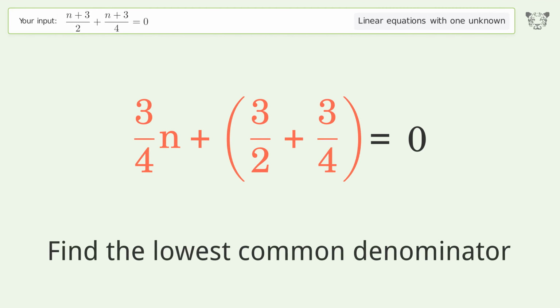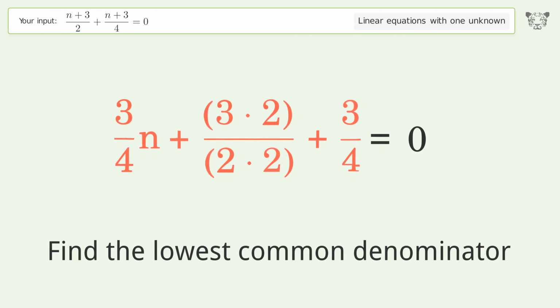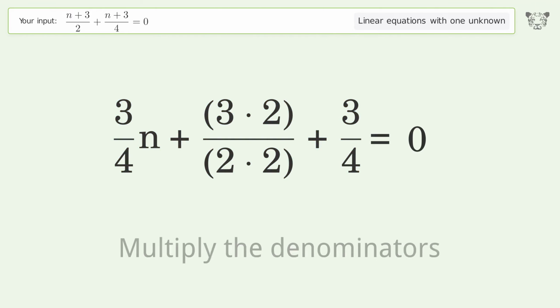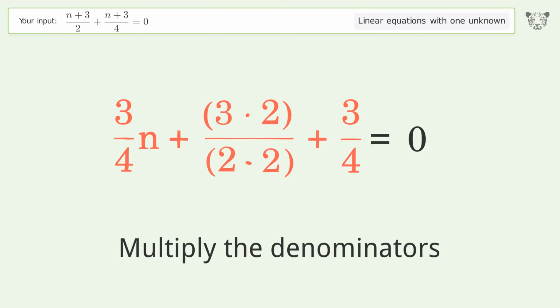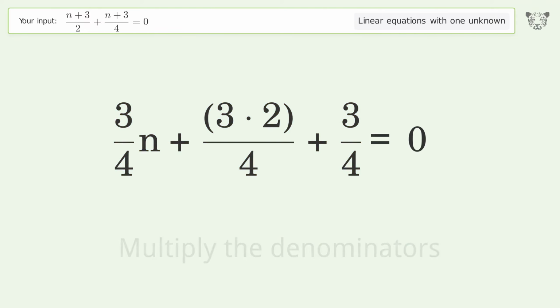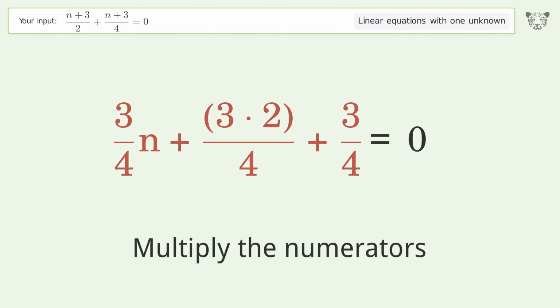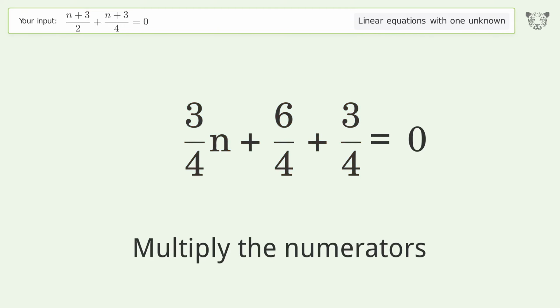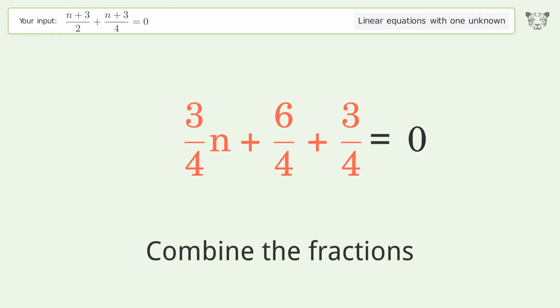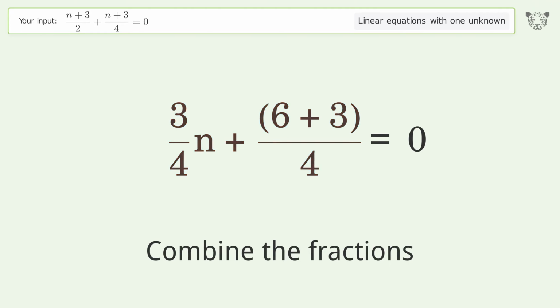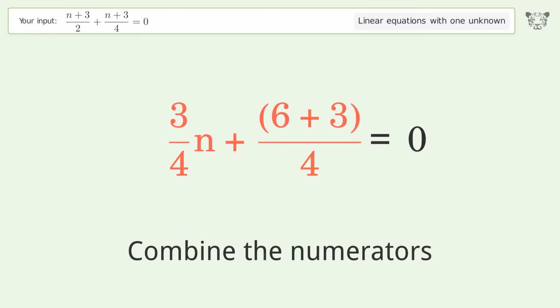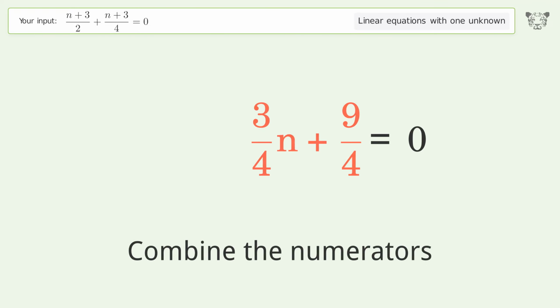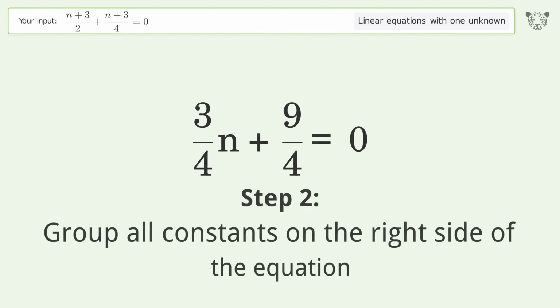Find the lowest common denominator. Multiply the denominators. Multiply the numerators. Combine the fractions. Combine the numerators. Group all constants on the right side of the equation.